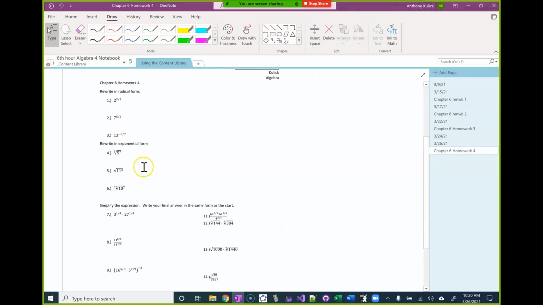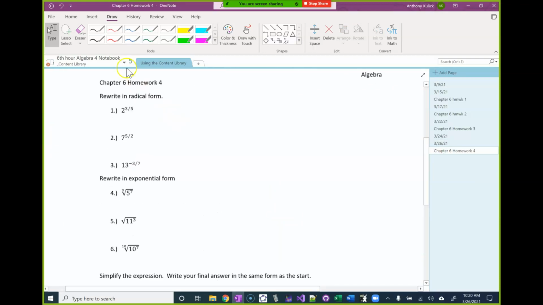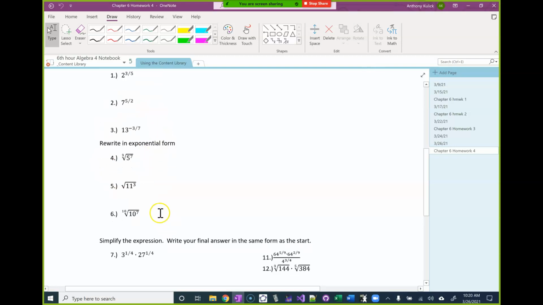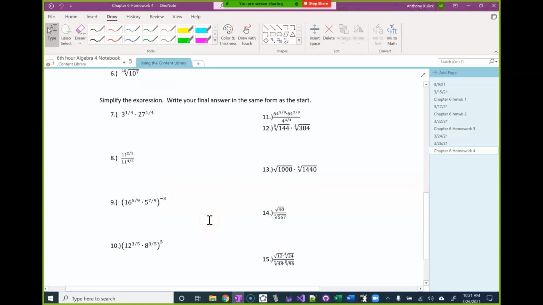So homework 4 is already posted in OneNote. The first 3 problems, you're just using your definition to convert these into radical form from exponential. And then similarly here, on the next 3, you're converting from radical form to exponential. And then your last 8 or so here are some problems kind of like what we did in the examples.